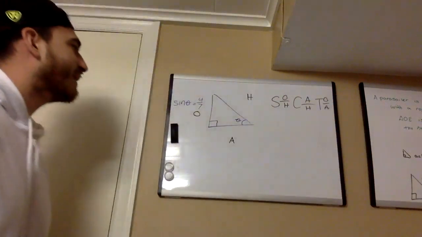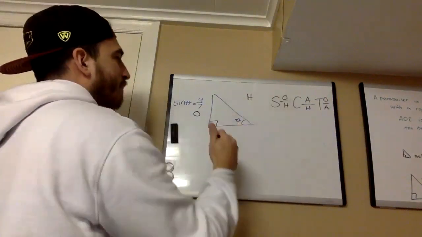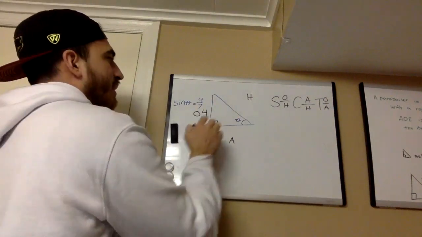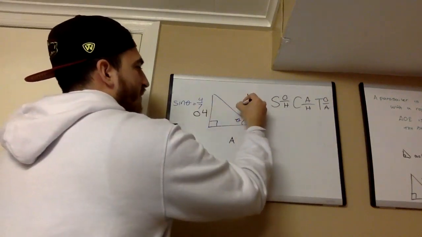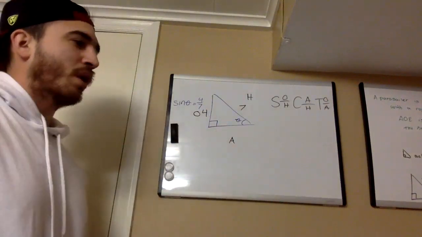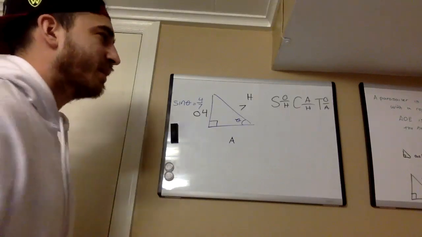Since they told us that the sine of theta is 4 over 7, that means I know that the opposite is going to be 4. And then I also know that the hypotenuse is going to be 7. And now I need to find my adjacent. This is one of the legs. So we can use the Pythagorean theorem again, but you need to be a little careful.